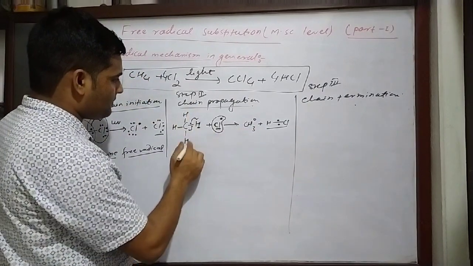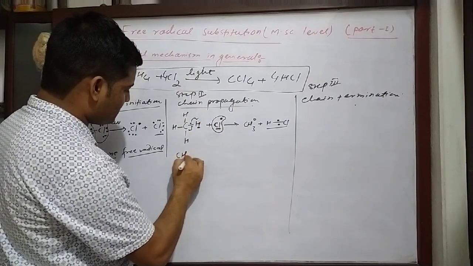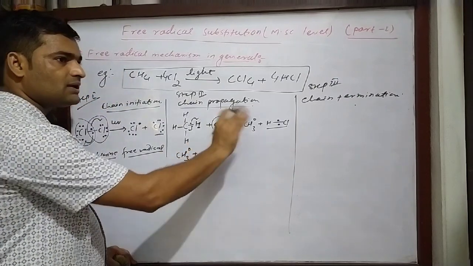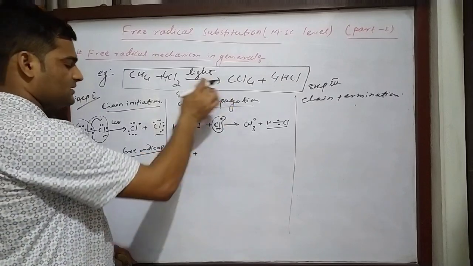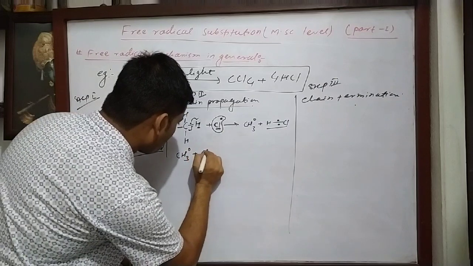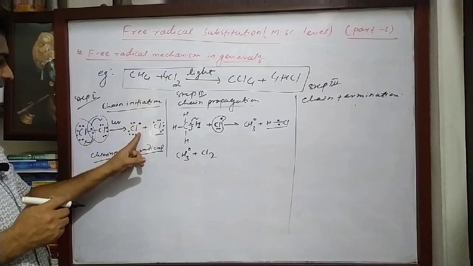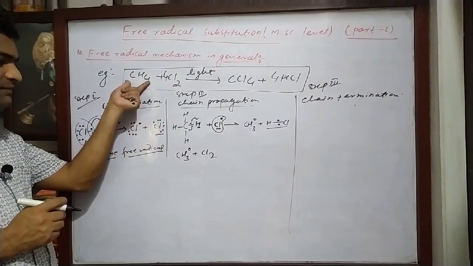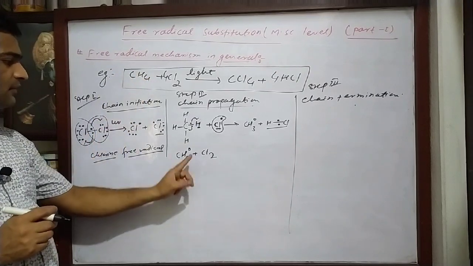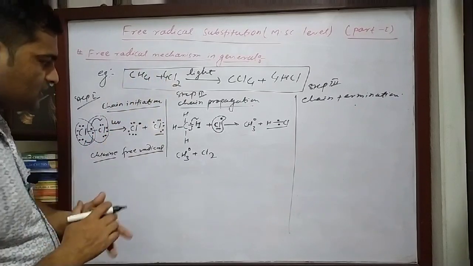And in the second step of this chain propagation, CH3 radical is formed, and when this radical combines with another radical there is chain termination. But in chain propagation, one radical combines with another neutral molecule. When chlorine forms a radical, it attacks the neutral hydrocarbon part, and when this hydrocarbon part forms a radical, then that attacks the Cl2 neutral molecule.